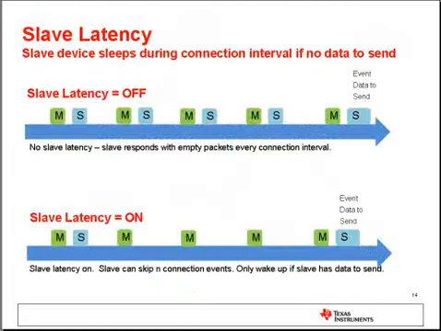Slave latency is one of many parameters that can be configured in your application. Generally, the slave device sleeps during the connection interval if no data is to be sent. However, if the slave latency is on, the slave device can skip N connection events and only wake up if it has data to send. This tremendously helps to reduce overall power consumption. If the slave latency is defined as off, the slave device will respond with empty packets every connection interval.